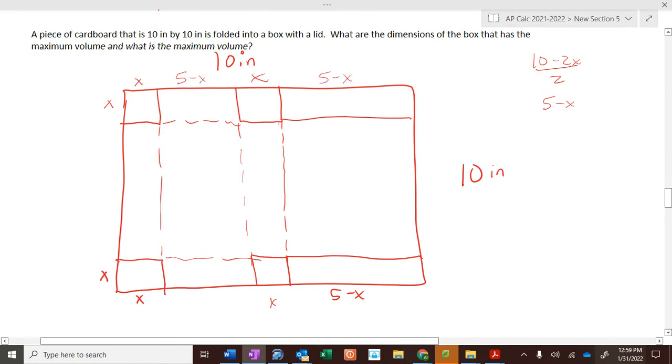That probably won't be on the test, the 5 minus x's for you. I might have some x's down in the corner, but that's about it.